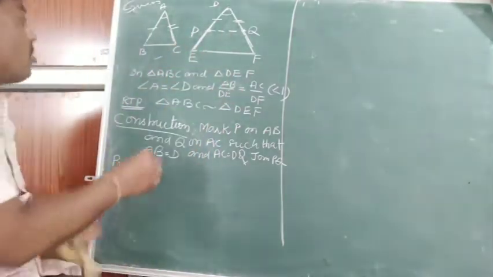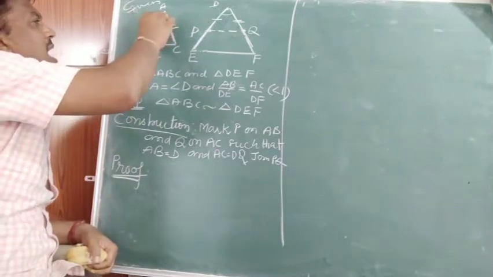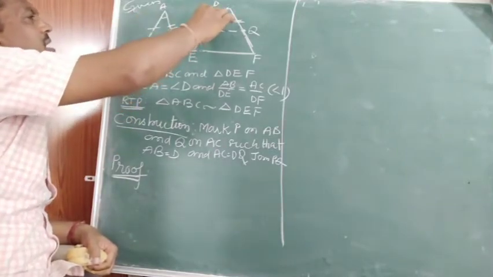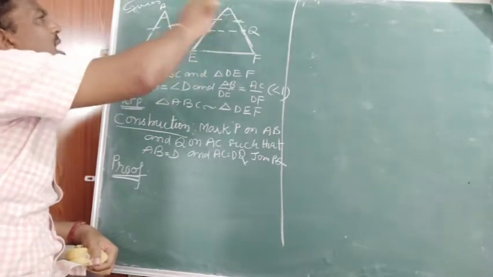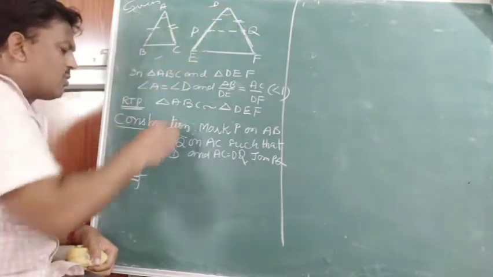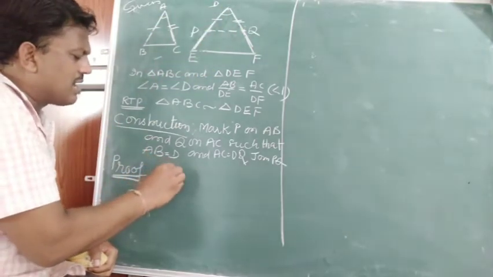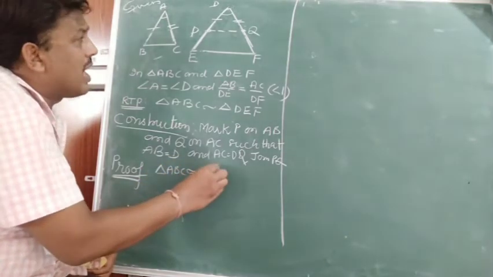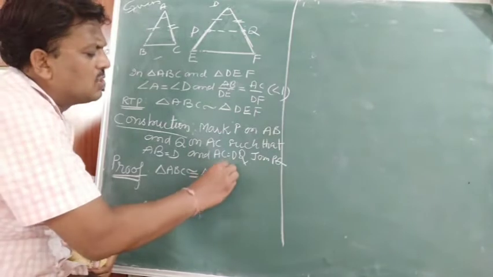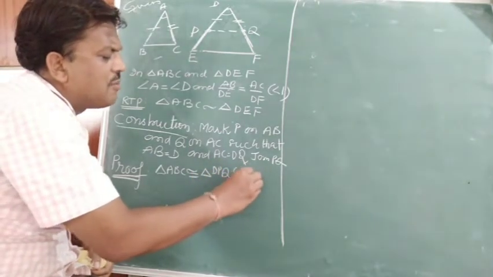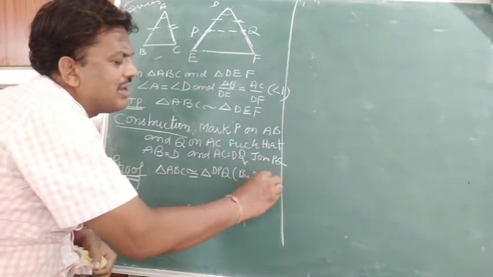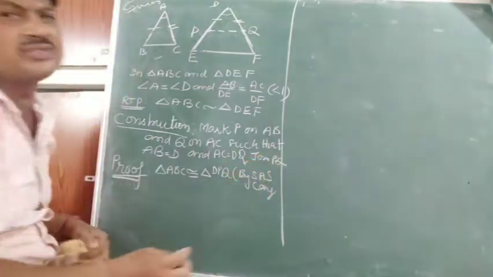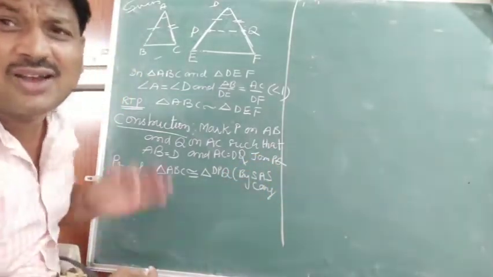So let's say, this side and this side are equal, and the included angle is equal. So we can say triangle ABC is congruent to triangle DPQ. How can you say, children? By side angle side congruency.